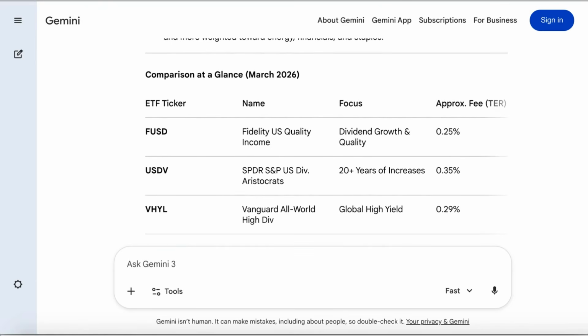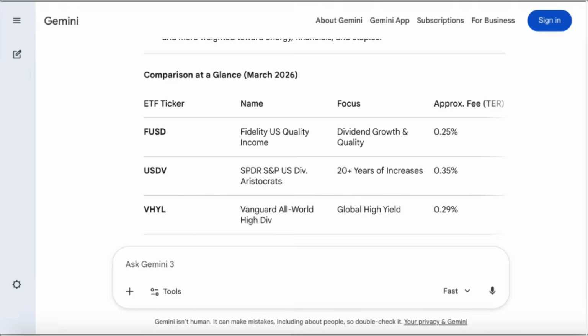Next is the Dividend Aristocrat pick, USDV. This focuses on companies that have increased their dividends for many consecutive years, so it leans heavily into stability and consistency. And finally, the Broad Income pick, VHYL. This is a global dividend ETF with exposure far beyond just the US. So while it offers strong income, it doesn't really match SCHD's US-focused strategy.